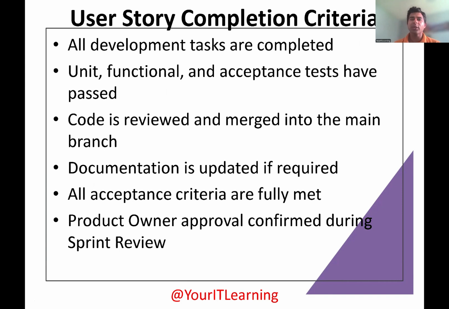So what are the user story completion criteria? All development tasks are complete. I mean, the developer has finished their work and the QA has done their work. Unit, functional, and acceptance tests have been passed by the QA. Code is reviewed and merged into the main branch. Documentation is updated if required. All acceptance criteria are fully met. Product owner approved, confirmed during the sprint review.